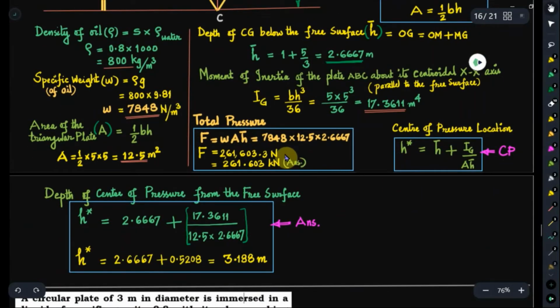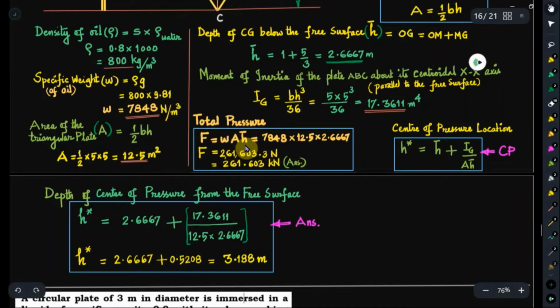And now we are in a position to find out both the total pressure force and also the center of pressure location. What is the total pressure? The resultant hydrostatic force acting on the immersed isosceles triangular plate. That is given by W A H bar. And W is the specific weight of the oil here in which the plate is immersed. That is 7,848 Newton per meter cube. Area of the plate is 12.5 square meters.